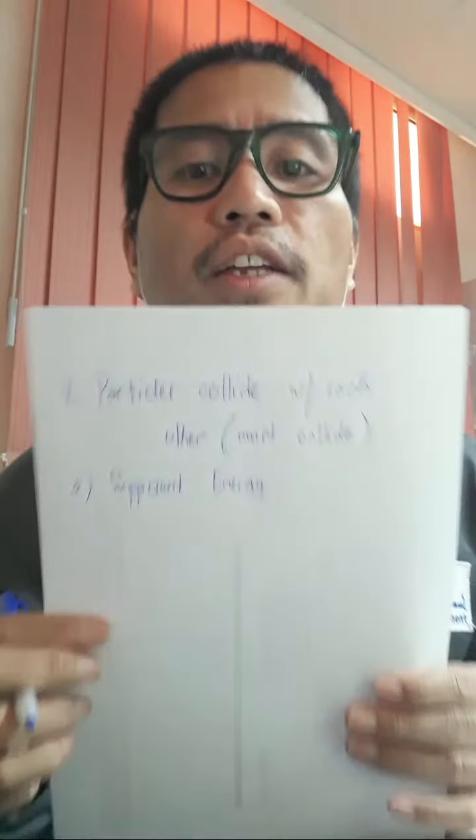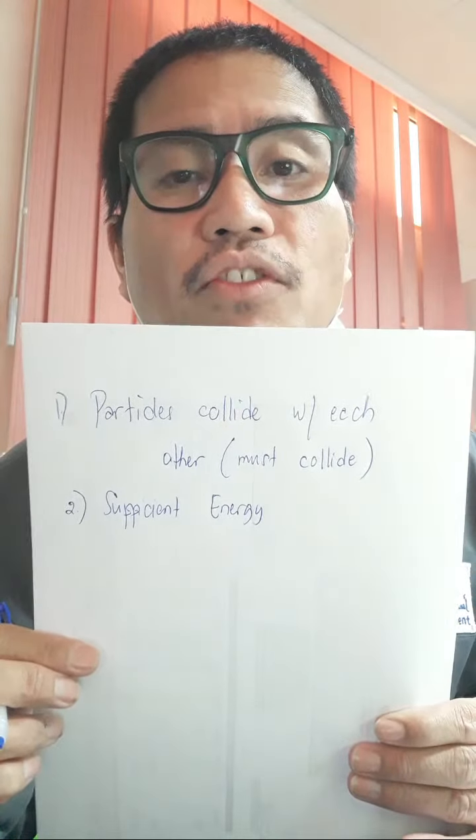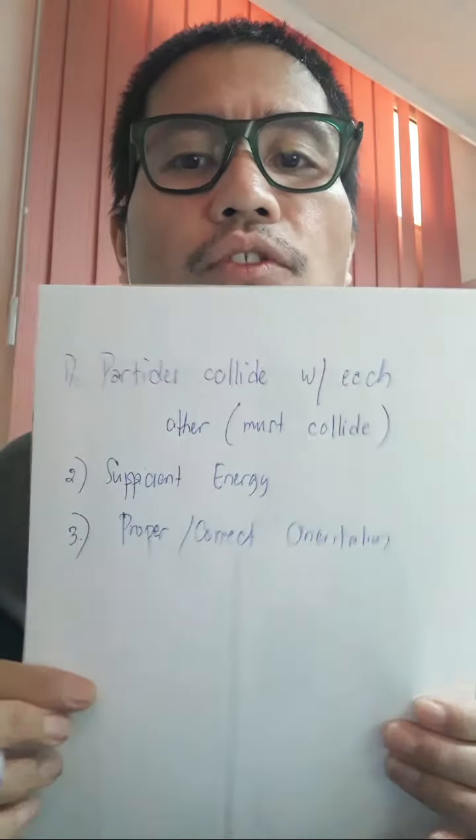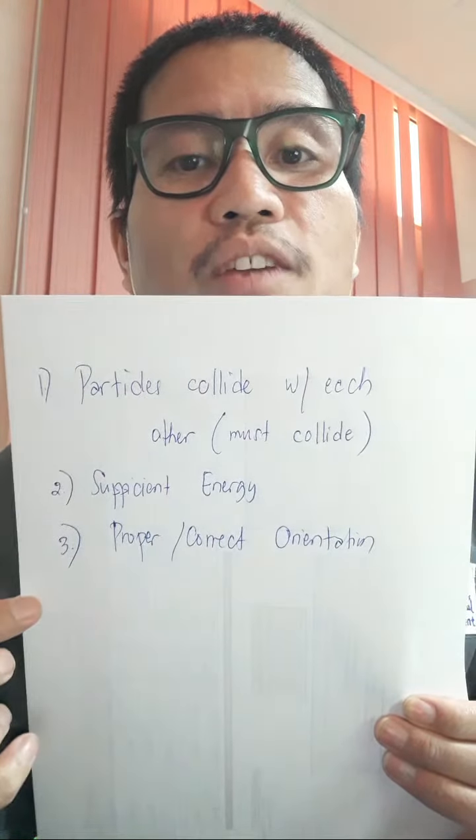Second, it requires sufficient energy, so basically the activation energy in order to start the chemical reaction. And number three, we have the proper or correct orientation. These are the three requirements in order for a chemical reaction to proceed.